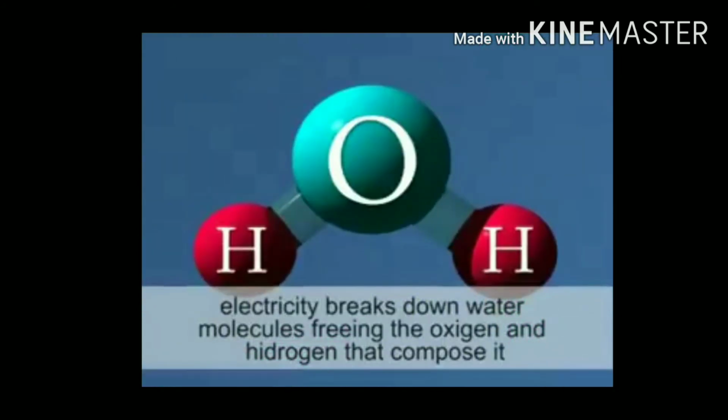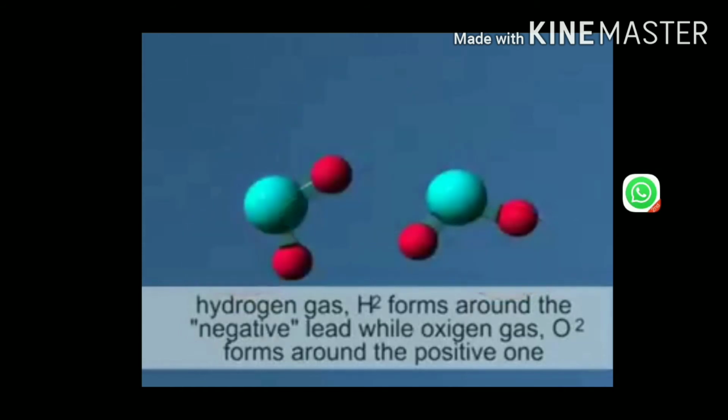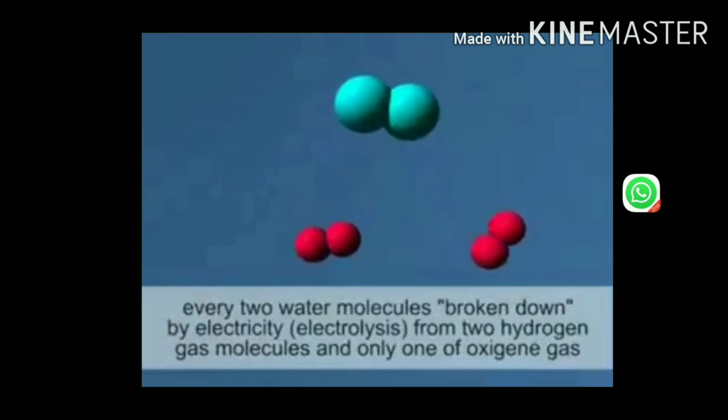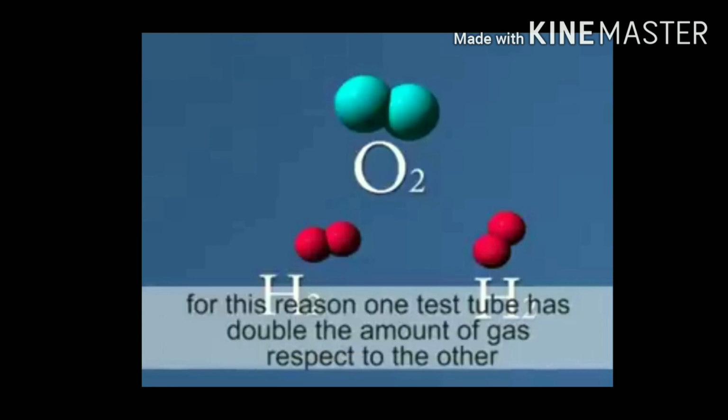We know that water, H2O, is a combination of 2 atoms of hydrogen and 1 atom of oxygen. This water molecule, by passing electricity, is split into 2 gases, hydrogen and oxygen. Those formulas are written as H2 and O2. So the volumetric ratio of H2 and O2 is 2:1 in the electrolysis of water.